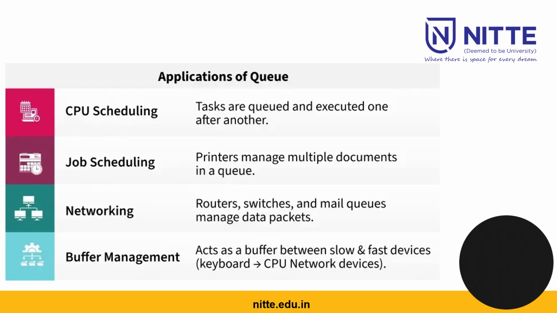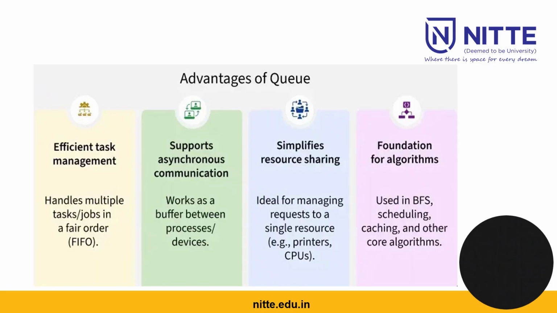Then we can use queues for networking also. For example, routers, switches and mail queues which manage the data packets. The next one is buffer management. The queues will act as a buffer between slow and fast devices. For example, from keyboard to CPU and network devices. So they will work as buffers.